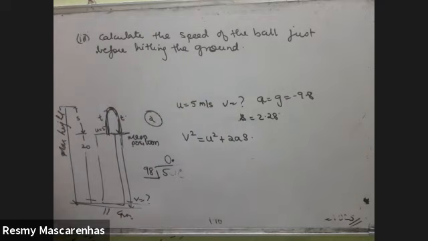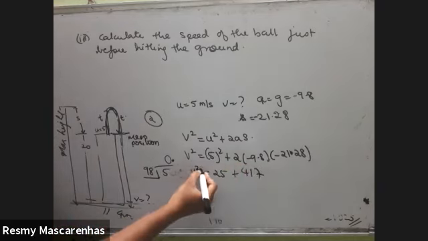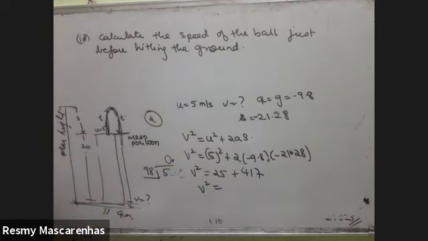So this will give me 25. And then it should give me a positive value. 2 into 9.8 into 21.28. So around 417. So 417 plus 25, 442. And then the root of 442.